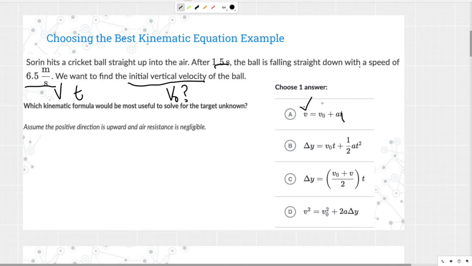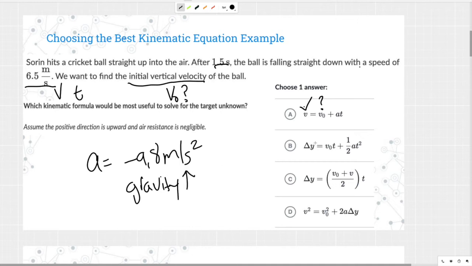Actually, we need to find the initial velocity. So we have initial velocity is unknown. We have acceleration, because acceleration in a free fall problem is going to be negative 9.8 meters per second squared, and this is the constant for gravity. So we have acceleration, and we also have time. So A is the correct answer.